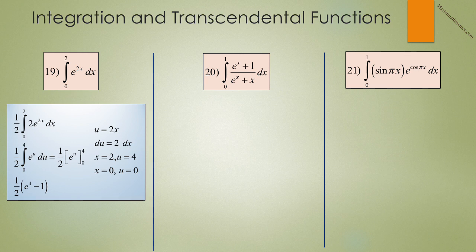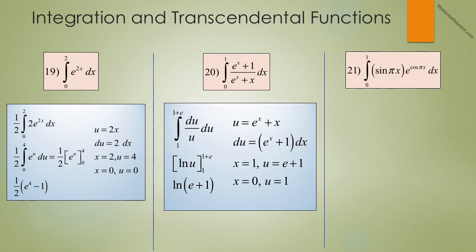We will now change the limits. If x is equal to 0, u is equal to 0. If x is equal to 2, u is equal to 4. So this becomes 1/2 the integral from 0 to 4 of e to the u du, which is 1/2 e to the u evaluated from 0 to 4. And this becomes 1/2 times the quantity e to the 4th minus 1. Be very careful with e and 0. A lot of times with a 0 in a limit, the expression becomes 0, but not with e. E to the 0 we know is 1.